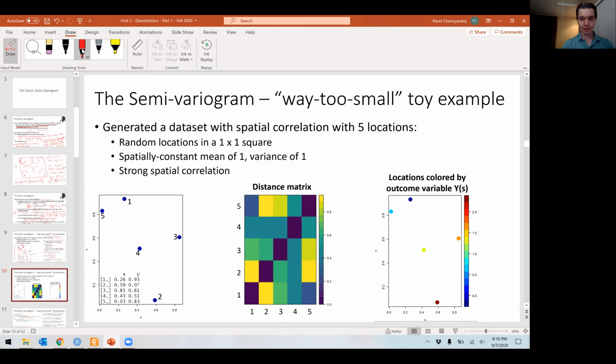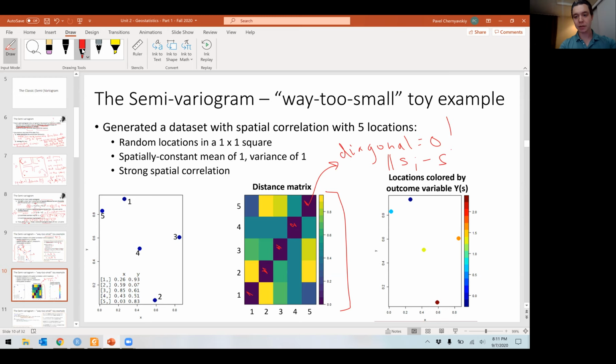The legend reflects how far away things are. First things first, notice that the diagonal is all the same. The diagonal is zero. Why is that the case? Because when we take the distance between any location with itself, we get zero.